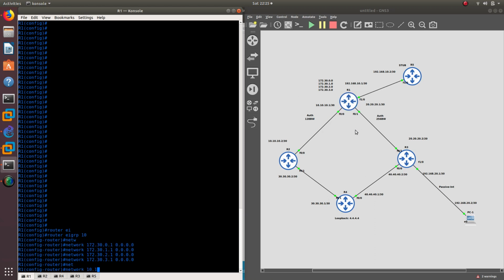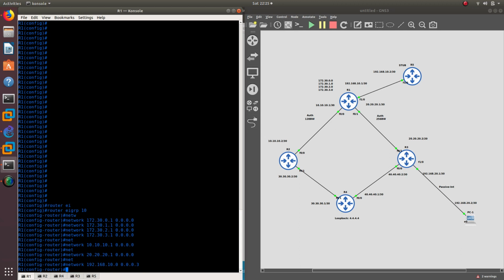So network 10.10.10.1, network 20.20.20.1, and the last one is 192.168.10.0. This one is going to have a wildcard of 3, because the subnet mask for this one is 252, which the wildcard stands for 0.0.0.3. So let's go ahead and enter that right here.